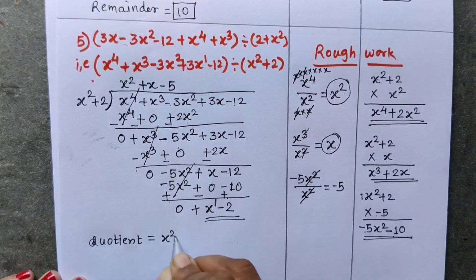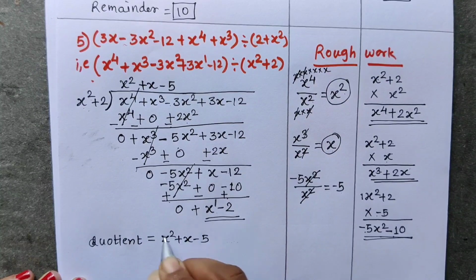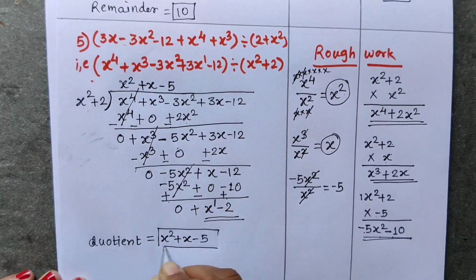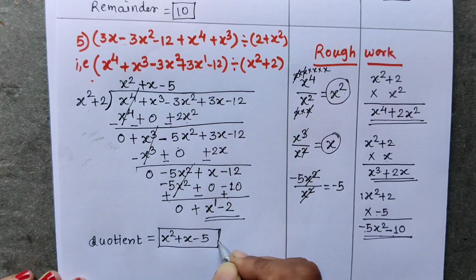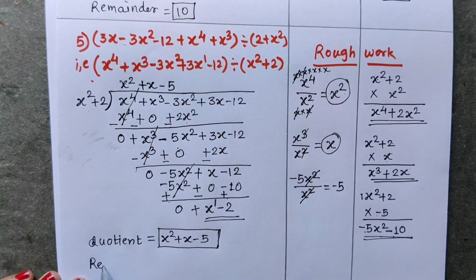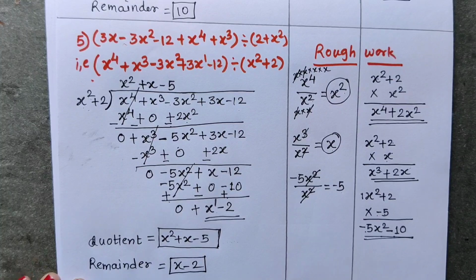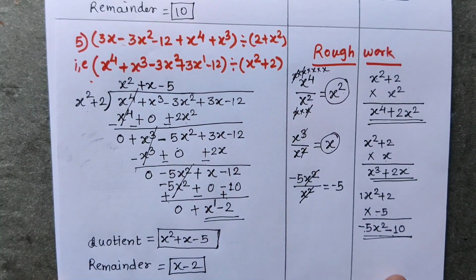Quotient is equal to x square plus x minus 5. And the remainder is x minus 2. So in this way carefully we have to solve the sums.